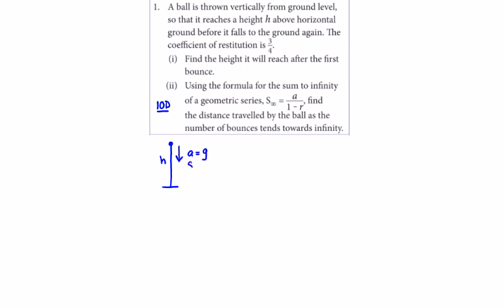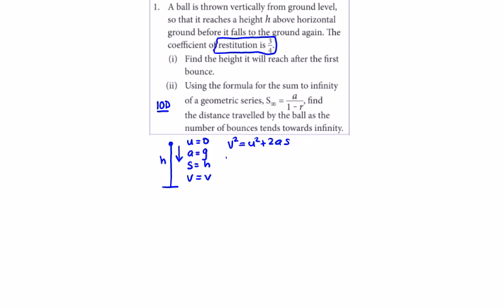We have the distance h. It stopped momentarily before it started going back down. So we can work out the velocity in this case in terms of h and g, using v squared is equal to u squared plus 2as. These questions are based around the coefficient of restitution, so the speed will be reduced by 3/4.